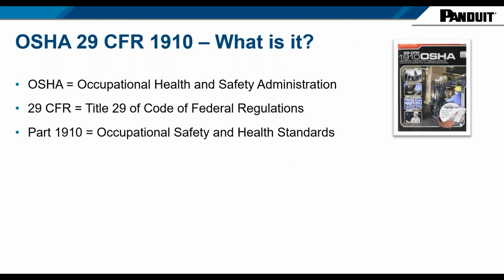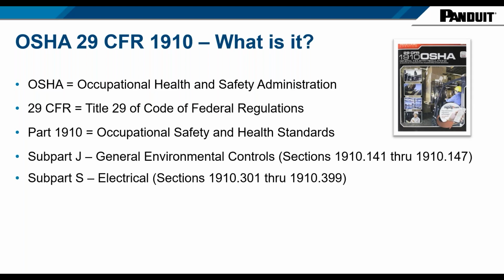So getting into OSHA 29 CFR, what is it? Starting from the very beginning, right? OSHA, everybody should know this, but it's Occupational Health and Safety Administration. 29 CFR is the Title 29 Code of Federal Regulations. These are regulations that you must follow. If you do not, OSHA will come and find you and fine you, F-I-N-E, as well as fined, F-I-N-D. So Part 1910 is Occupational Safety and Health Standards. There's a whole bunch of different parts and so on. And the two subparts that we're going to look at are J and S. So J is the general environmental controls, and subpart S is the electrical section.